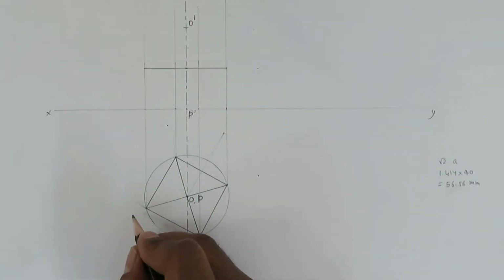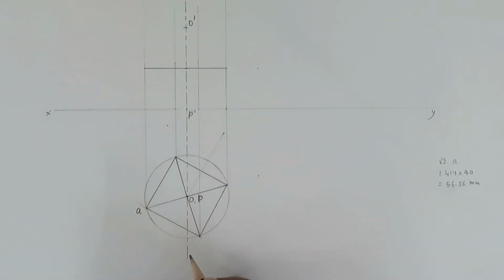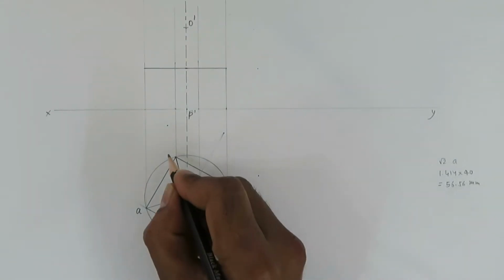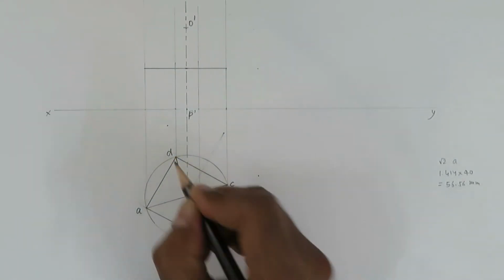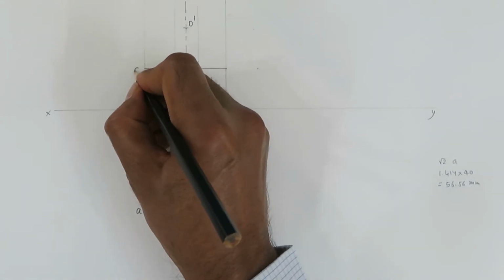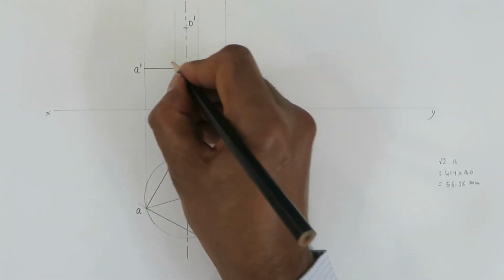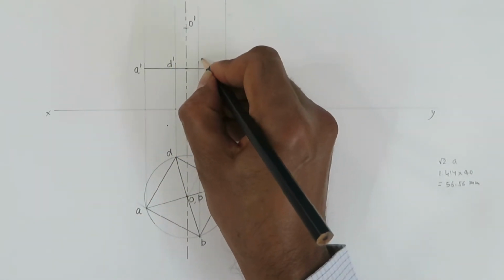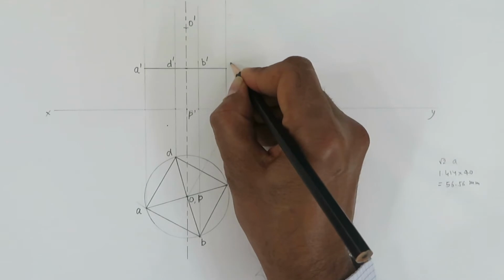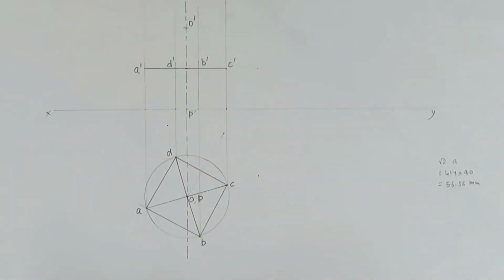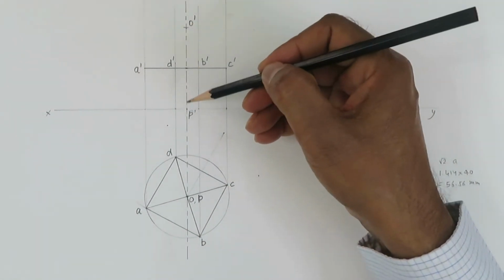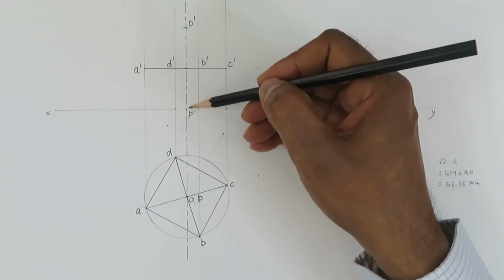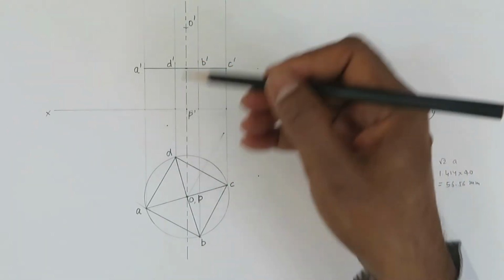So if these points are A, B, C and D, then this will be A dash, this will be D dash, B dash and C dash. Already we have the vertices O dash, P dash, and then these vertices. So now we will connect them.